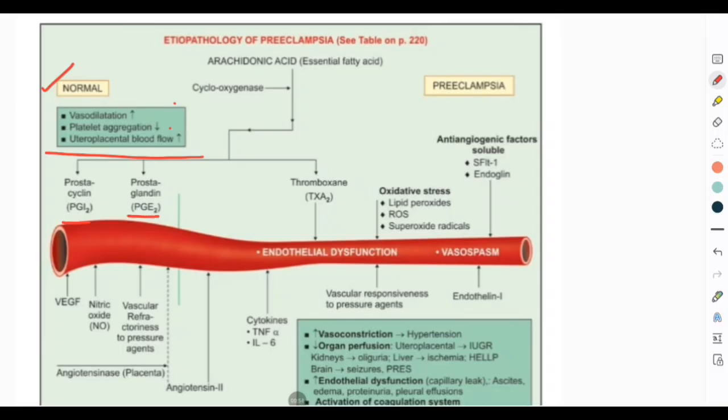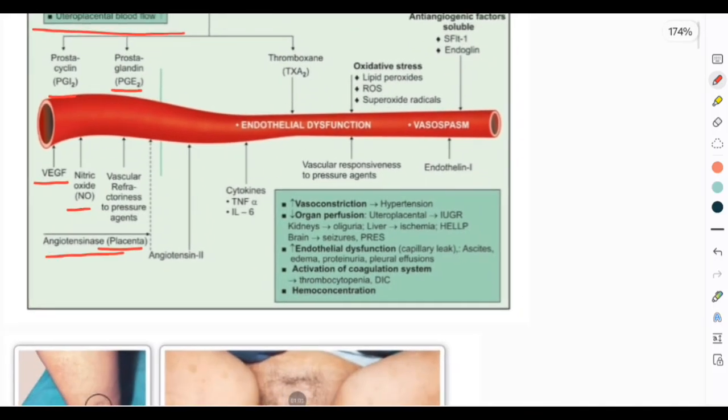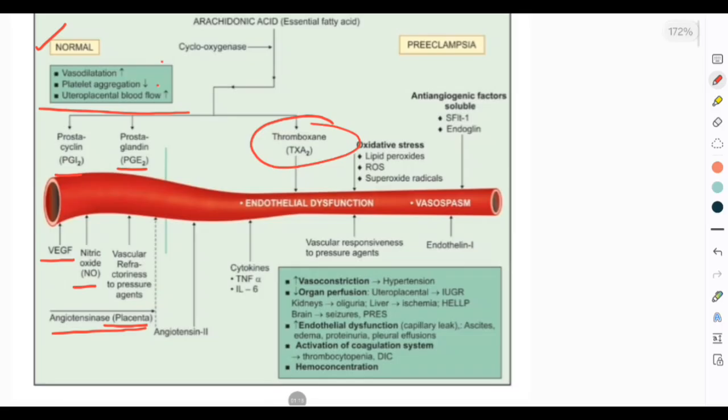Then there are some other factors like VEGF, nitric oxide, vascular refractoriness to pressure agents, which is because of angiotensin 2, which is degraded by the angiotensinase, which keeps the BP normal. And there is also some thromboxane A2. Now in cases of preeclampsia, there is oxidative stress, lipid peroxidases, ROS, and superoxide radicals, then sFlt, endoglin, and then there is vasospasm by endothelin also.